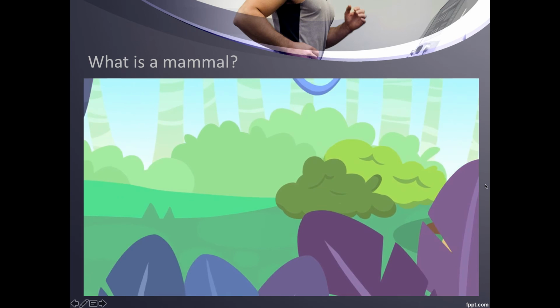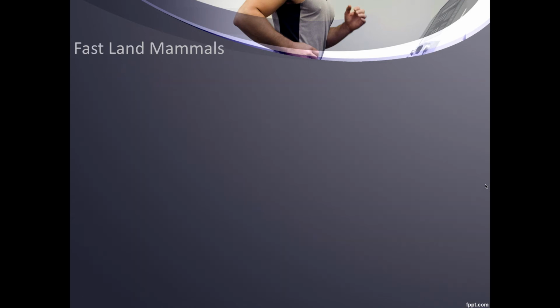All right. So as we found out, mammals have hair. They're warm-blooded. The mothers give milk to their babies. The babies are born alive. They have hair all over the body, and they breathe from their lungs, just like us. So humans are also mammals.